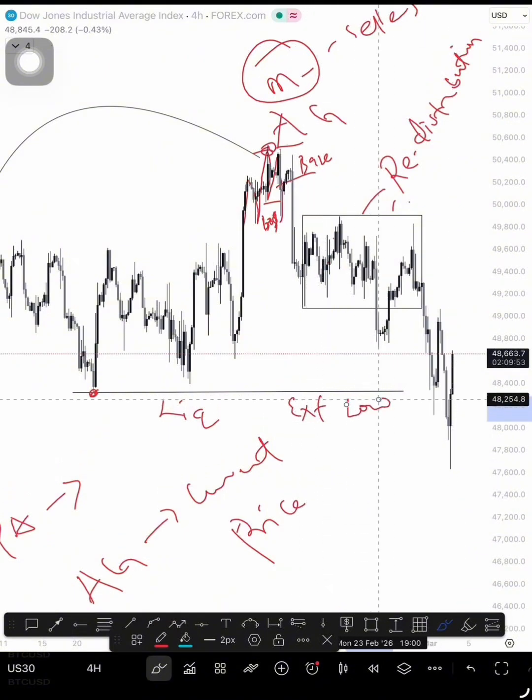this external low right here. So I'm going to show my entry and how I navigated the trade. You'll see it somewhere around here in the video. As easy as that.